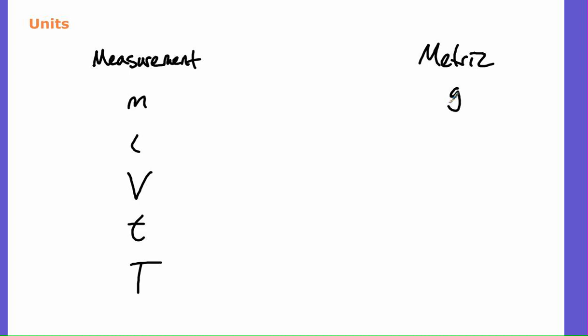Mass is measured in grams in the metric system, right? Length is measured in meters, right? You have different sizes of meters and grams, obviously. You have kilometers, you have centimeters, like we just talked about a second ago. But meter is that base unit. Volume is going to be liters as a base unit.